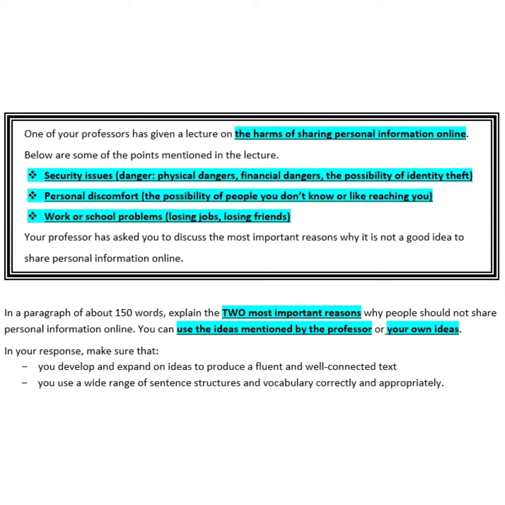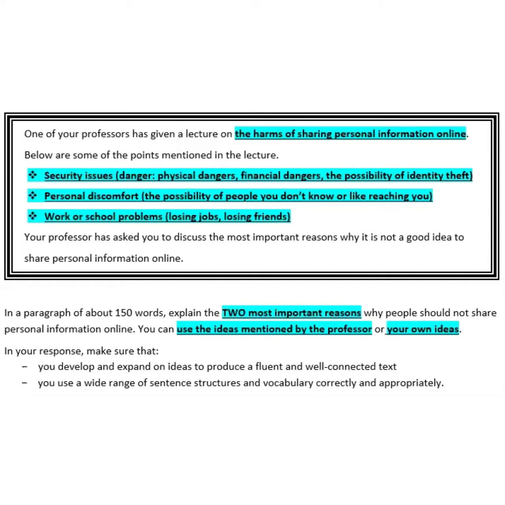Now, let's look at the task and find the keywords. One of your professors has given a lecture on the harms of sharing personal information online. So, the harms of sharing personal information online is key because this is my topic. Obviously, I'm going to write a text related to the dangers of sharing personal information online. As you can see here, the professor mentioned some points in the lecture. They should also be underlined because while writing my opinion paragraph, I can make use of them.